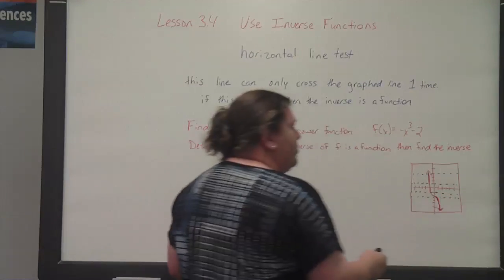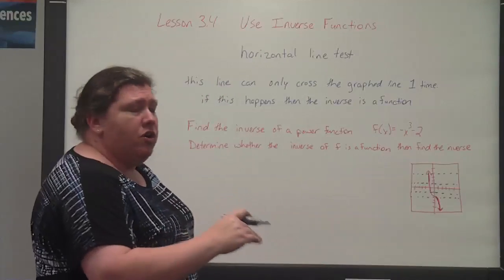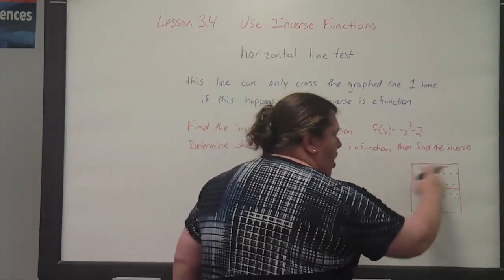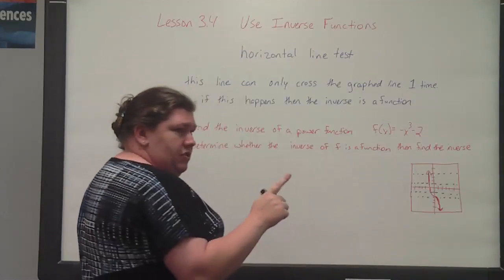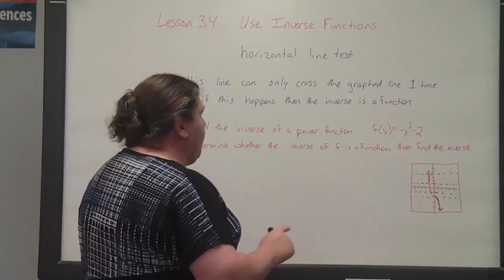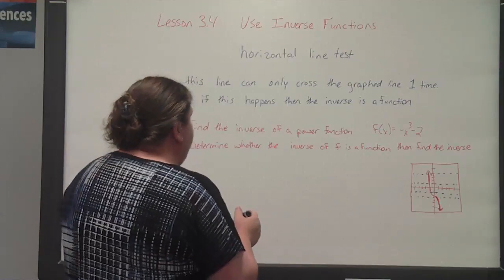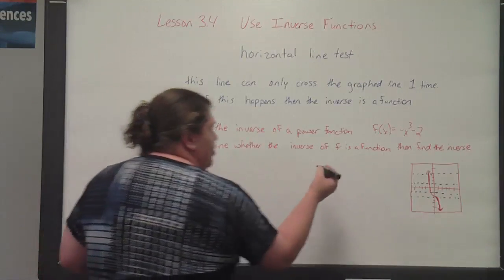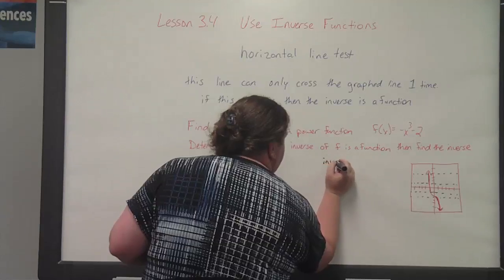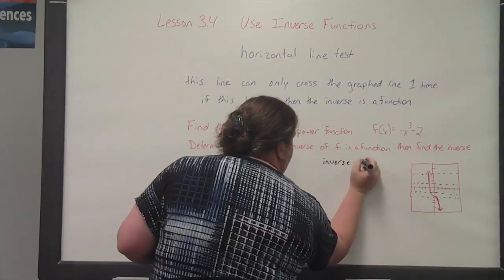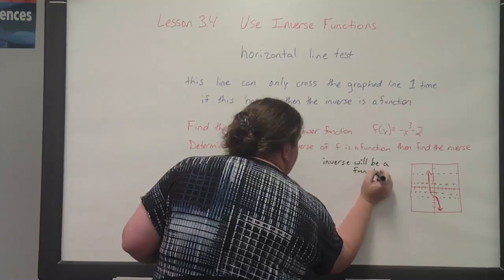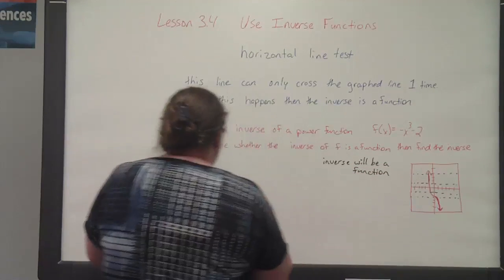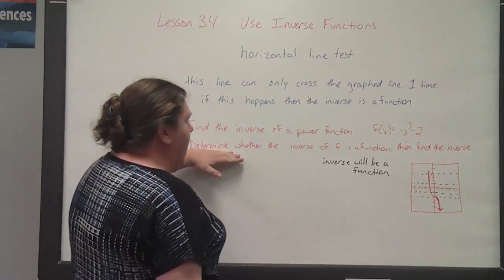And go on down. So therefore, based on my horizontal line test, straight across, it only crosses the function once. And so therefore, we can say that the inverse will be a function. So I'm going to go ahead and put inverse will be a function. Now, that's the first thing they asked us.